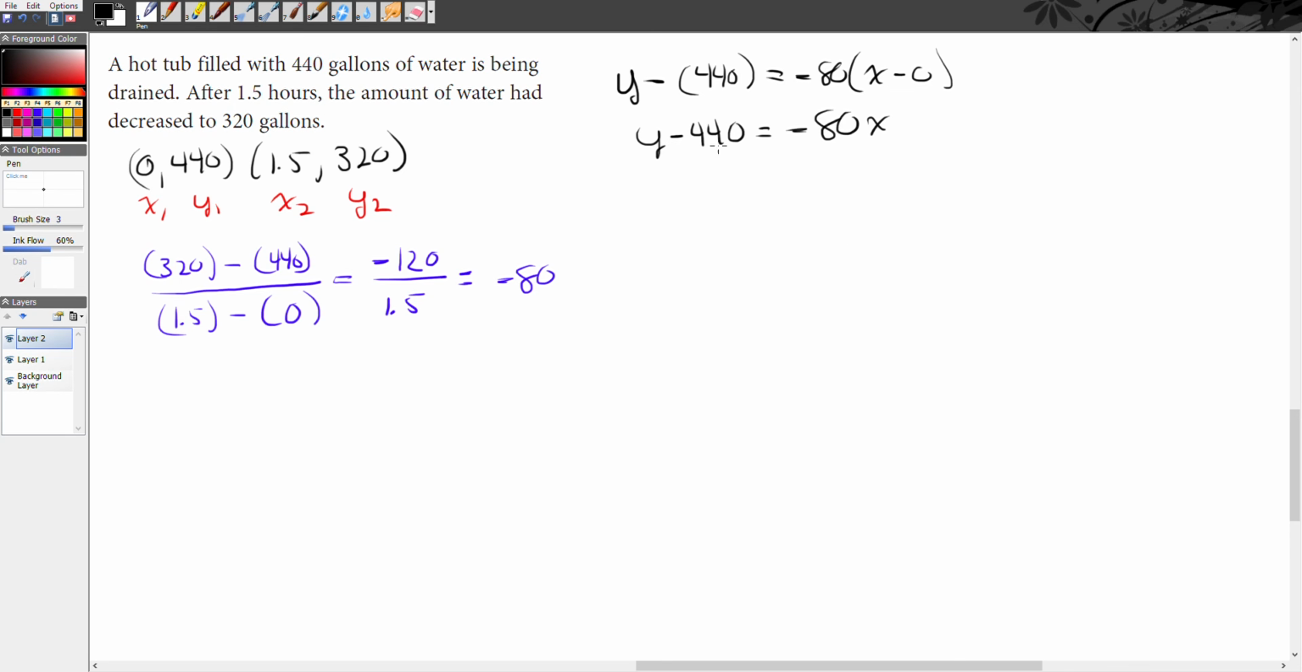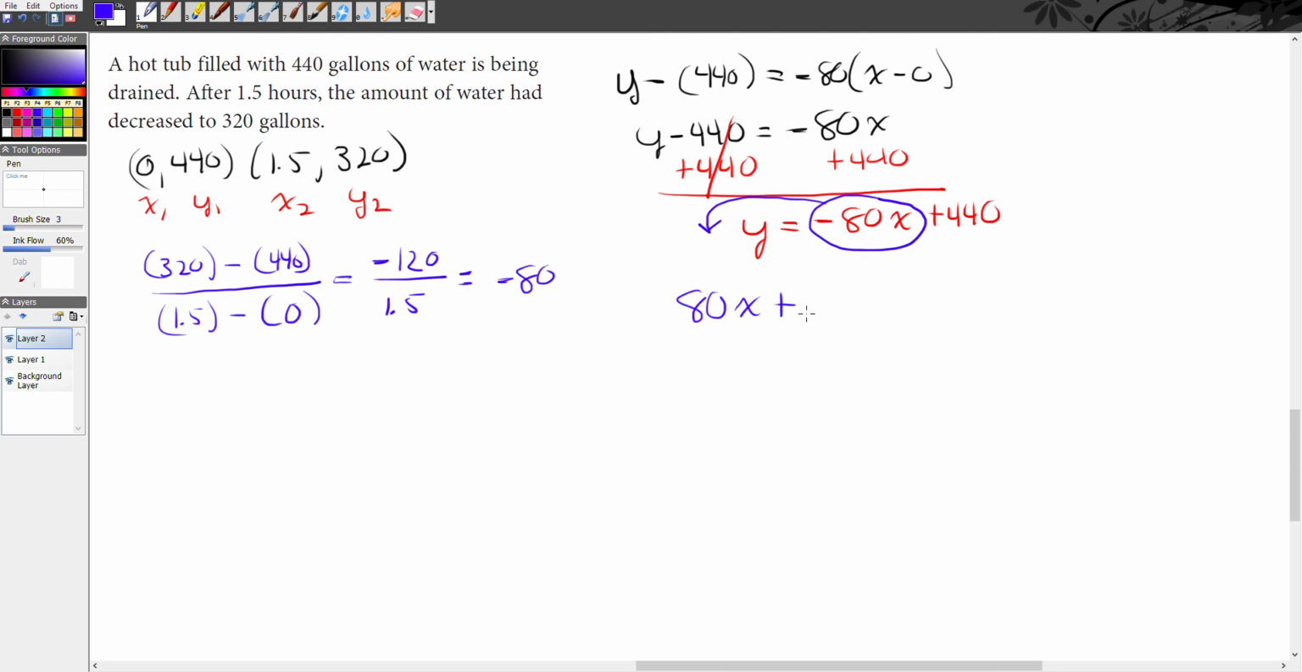Okay, next, to solve for y, to put this in slope intercept, I need to add 440 to both sides. And I get y equals negative 80x plus 440. Finally, to put this into standard form, I need to move this negative 80x over to the other side, making it a positive 80x. So we have 80x plus y equals 440. And this is our linear equation in standard form that represents this situation.